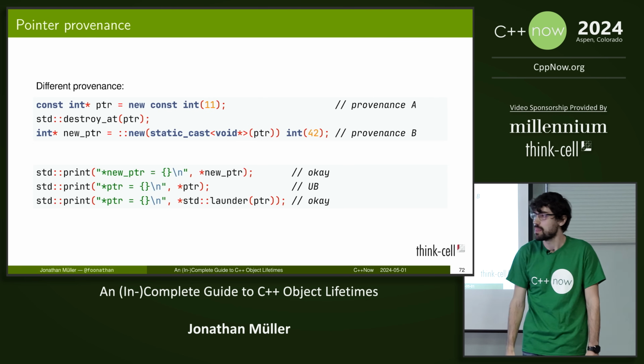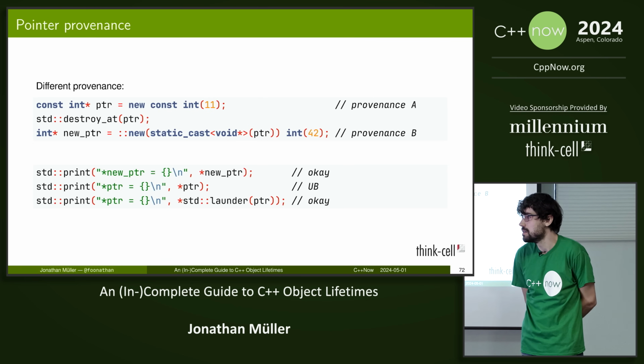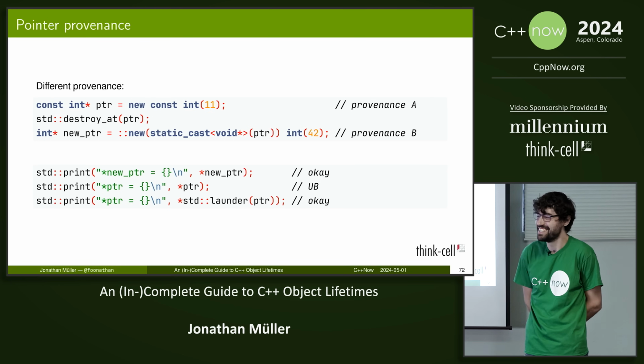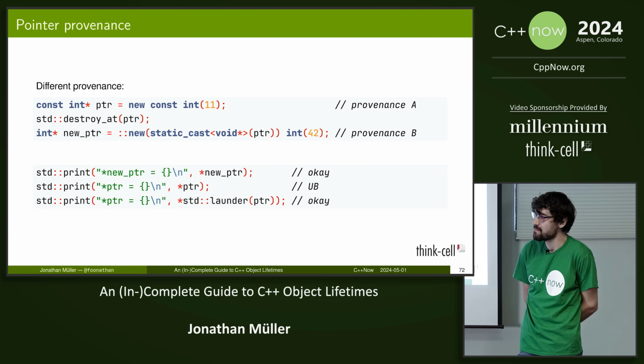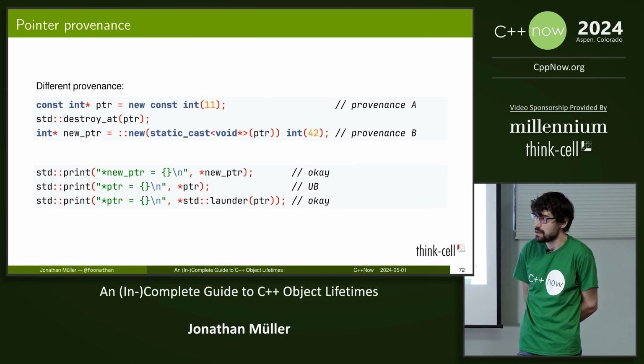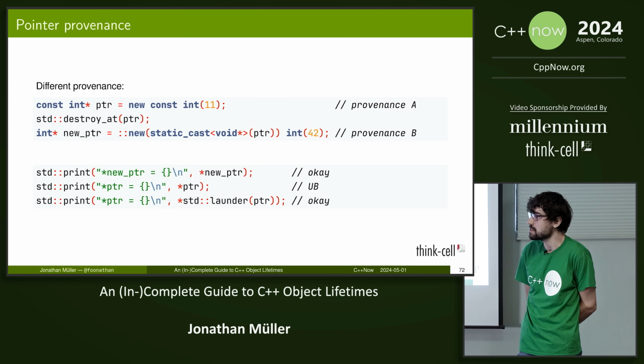Correct me if I'm wrong. My understanding of launder was that it is to let you point to a different type of object that was there, but it was not a way to get rid of provenance issues. These are different things. I don't think the original launder wording said much about provenance. Yeah, I mean the standard doesn't mention provenance, right?